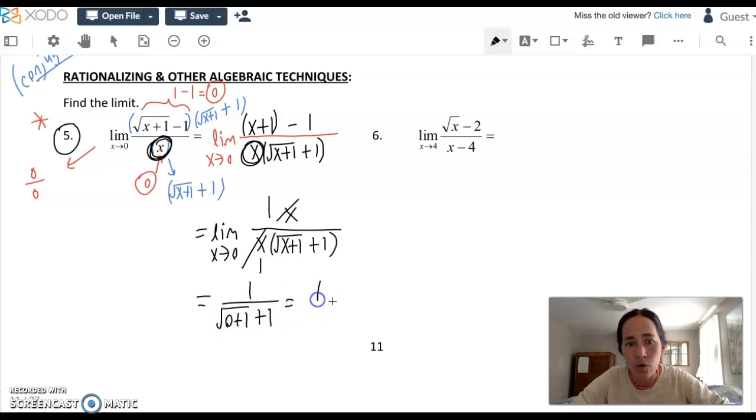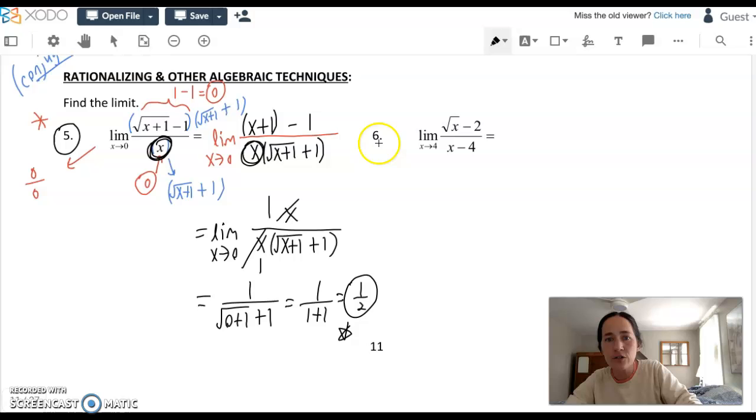And I get 1 over square root of 1 plus 1. For some reason, a half is a common answer on this page. Go figure. You get a half as your limit. It can be checked with a graph. Feel free to try 6 on your own.